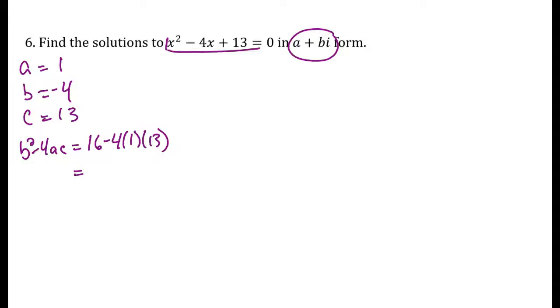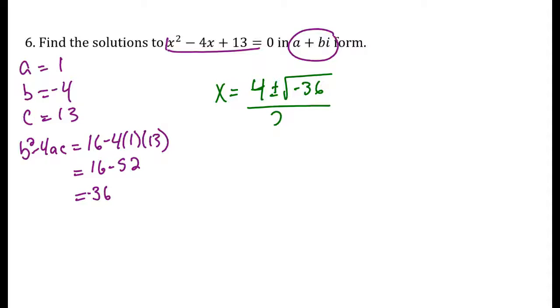So this gives us a discriminant value of 16 minus 52. 16 minus 52 is negative 36. You could also just throw that right in your calculator from the start. So, using the quadratic formula, we know x equals negative b, so negative negative 4 is positive 4, plus or minus the square root of the discriminant, all over 2a. So x equals 4 plus or minus the square root of negative 36.